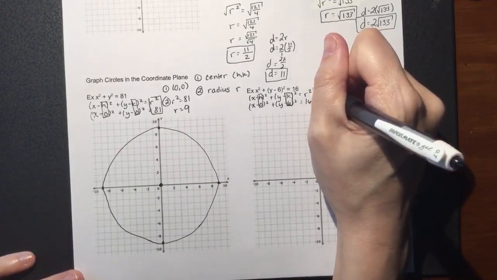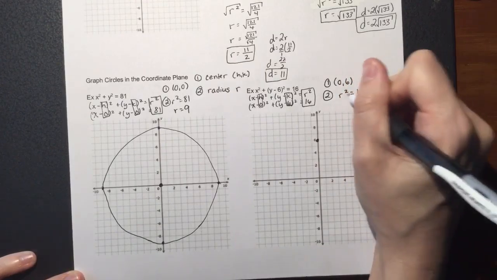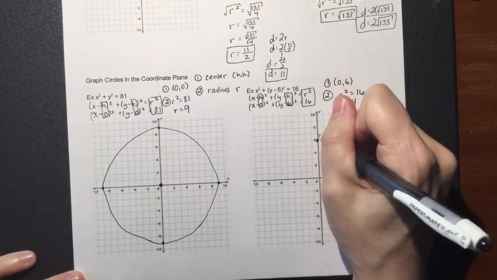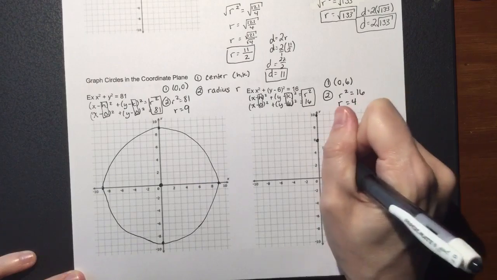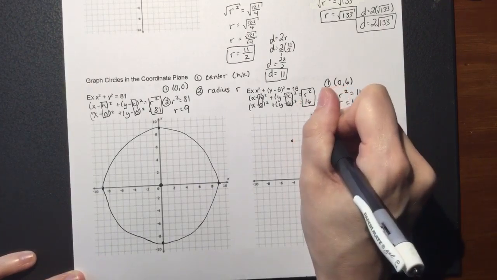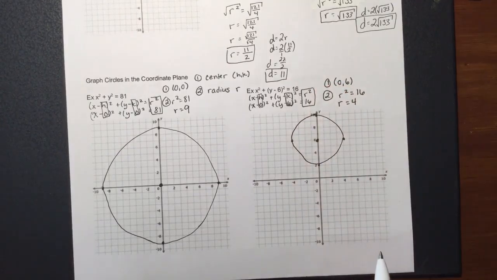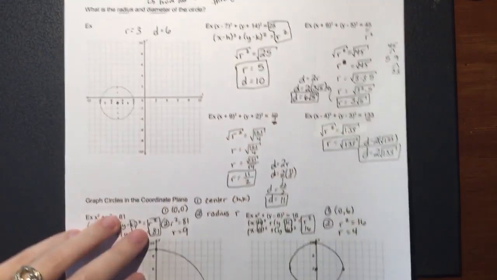So second part, looking at the radius, r squared is going to be equal to 16. Take the square root of both sides, and it'll leave you with r is equal to 4. So 1, 2, 3, 4. 4, 4, 4, and then there's your circle there. Looking at the next one.